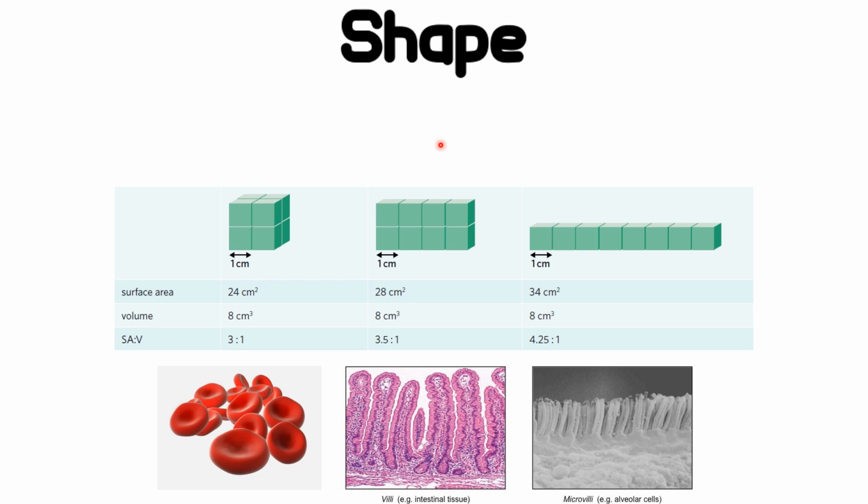So the shape of cells or structures in organisms has an effect on the efficiency of transporting nutrients and waste in and out. For example, flattening a shape increases its surface area. These are red blood cells. They have a concave disc shape because they don't have a nucleus, so there is a larger surface area compared to the volume.